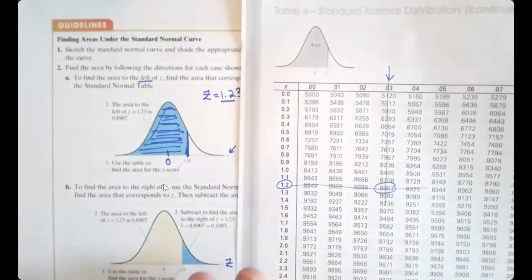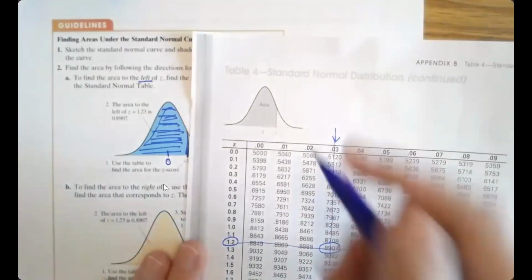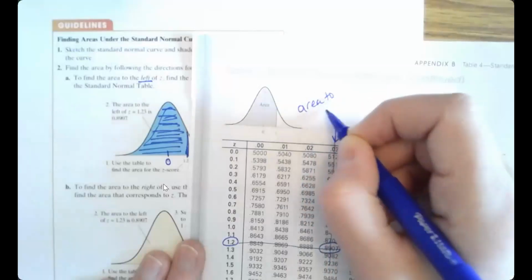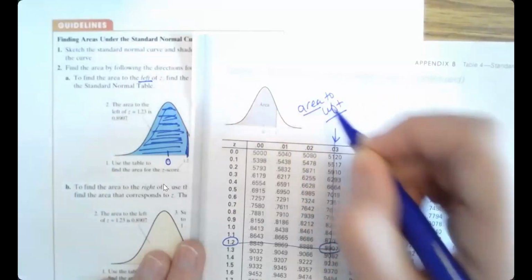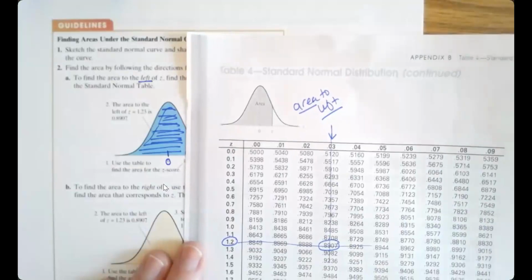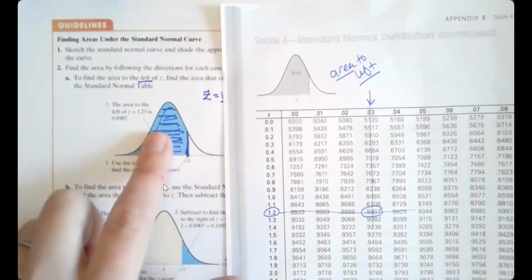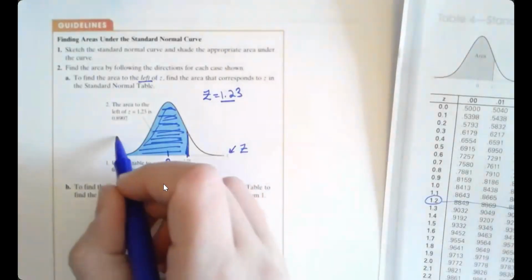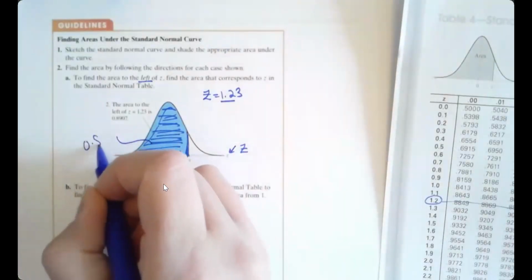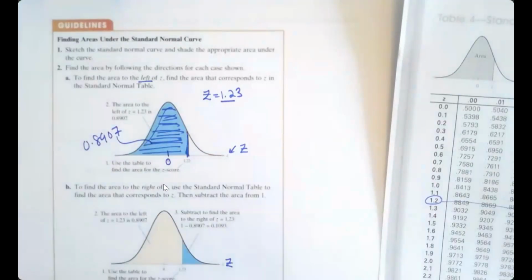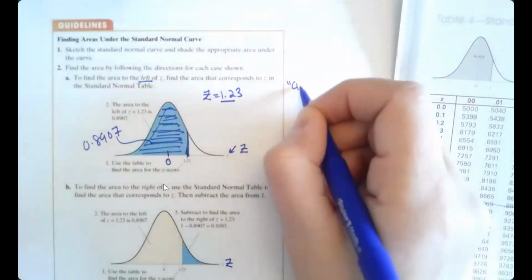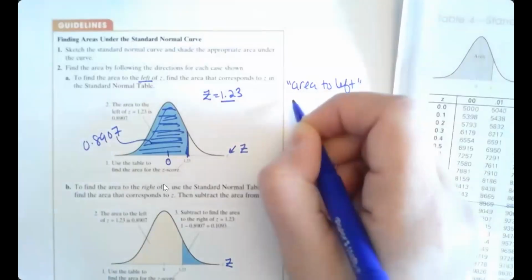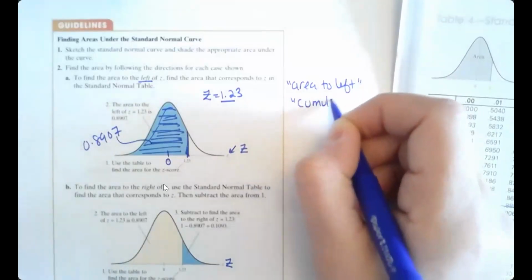Now, the other thing I want to point out is that this table, if you look at the shading here, is always area to the left. So that's important to note that your table is always area to the left. So if you're looking for area to the left, you're just going to pick up the value that's in the table. So this is how they get the answer of 0.8907. So again, anything that is about area to the left, this is also called cumulative area.